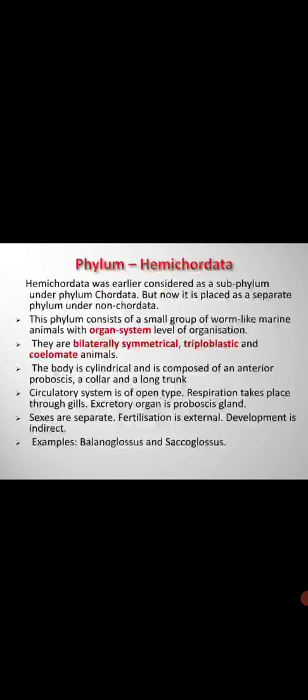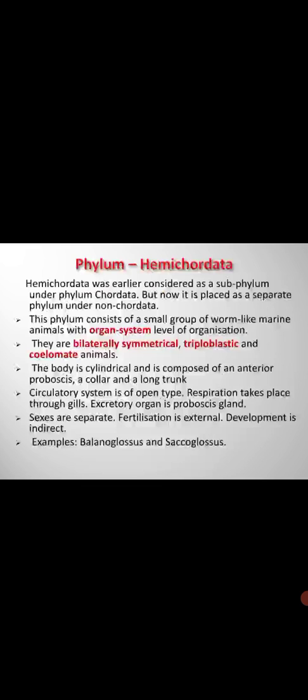Phylum Hemichordata was earlier considered as a subphylum under phylum Chordata, but now it is placed as a separate phylum under non-Chordata. This phylum consists of a small group of worm-like marine animals with organ system level of organization. So here the organisms are worm-like and they are marine. They are bilaterally symmetrical, triploblastic and coelomate animals.